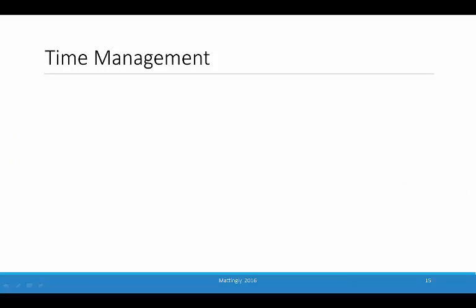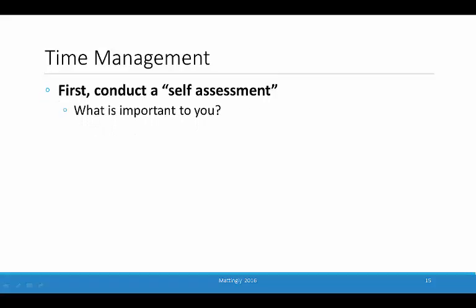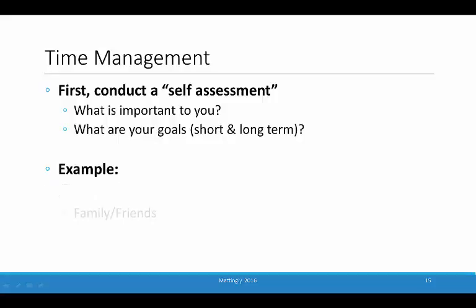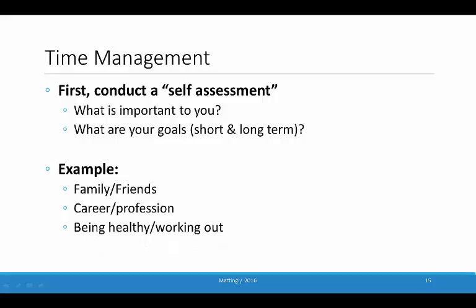All right, when we get started with time management, first you need to conduct a self-assessment. By self-assessment, I mean, what's important to you? What are your goals? Do you have some short or long-term goals to think about? Do you have goals related to spending time with family and friends? Do you have some career or professional goals? Maybe you also want to be healthy or have a gym regimen, or potentially you have religious and spiritual community involvement goals and ideals. So find out what are the biggest things that are important to you in your life.